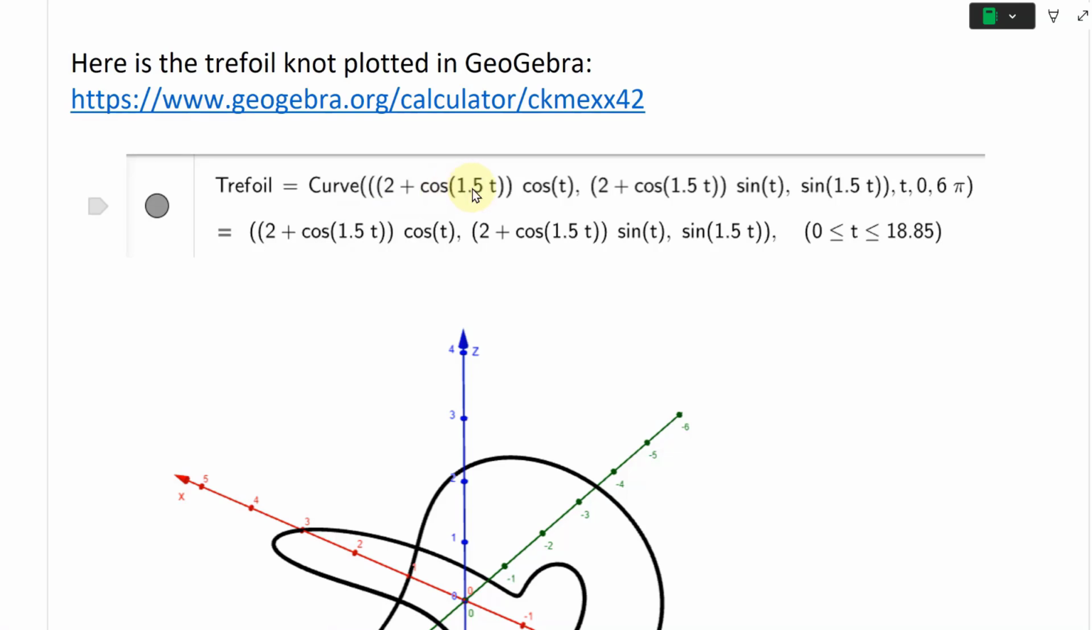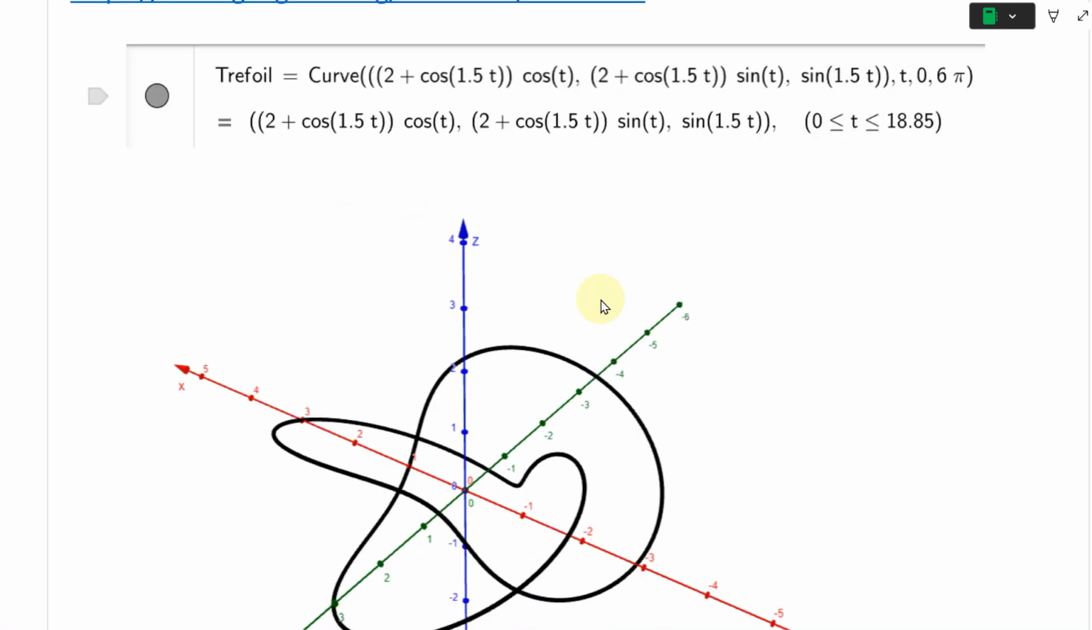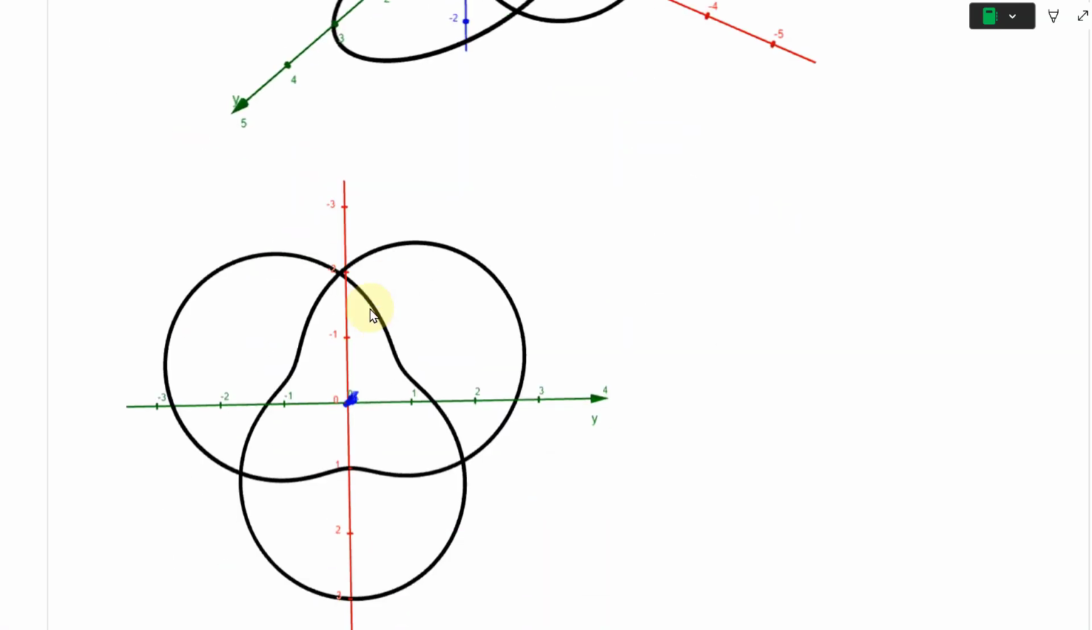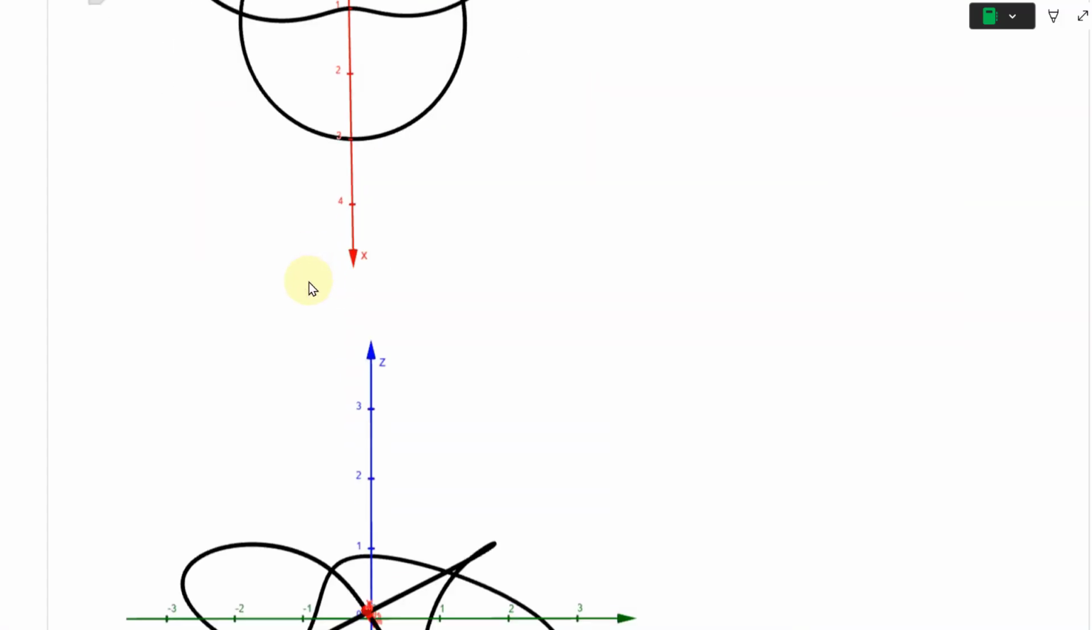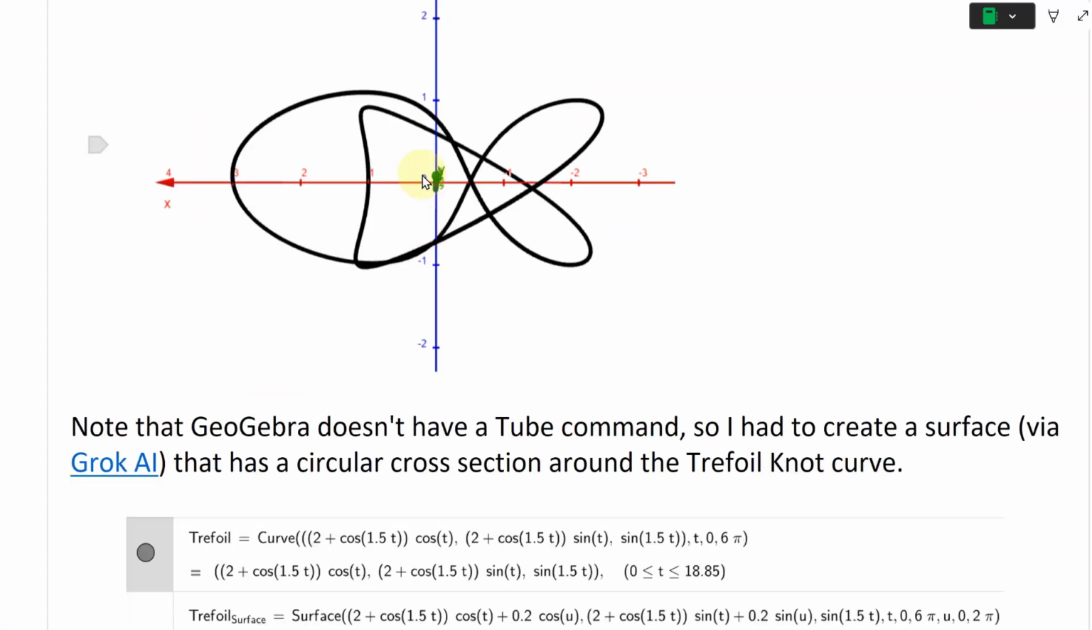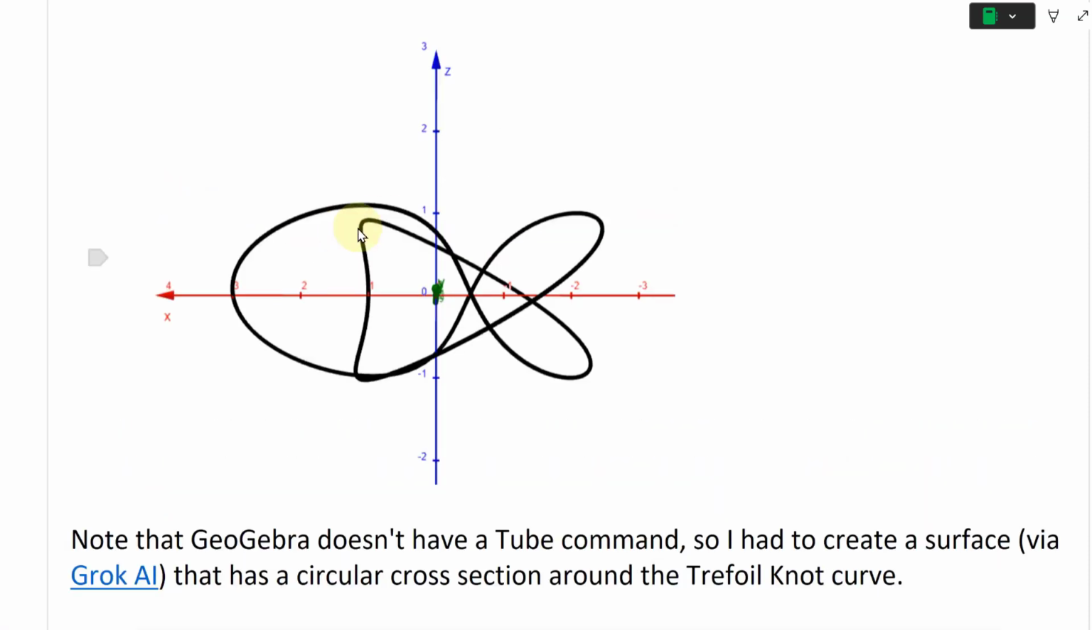If you type it all in here and I graph it from 0 to 6 pi, it loops around. It looks pretty cool. And here's a top view. There's indentation and so on. And there's the side view. Another front view, yeah, that's the front view because that is the Z.